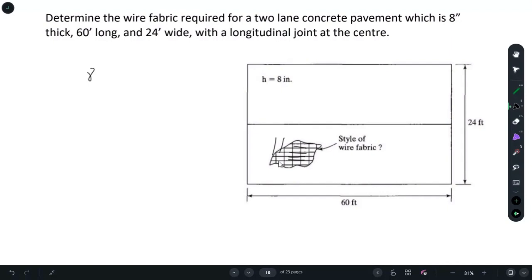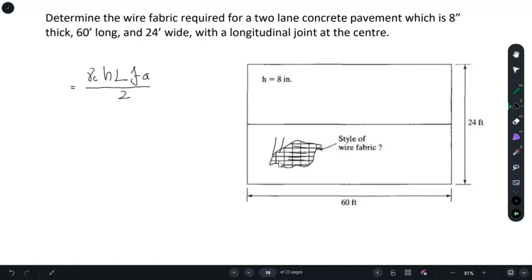gamma C H L F over 2. So this is the amount of frictional force, which is equal to the tensile force.